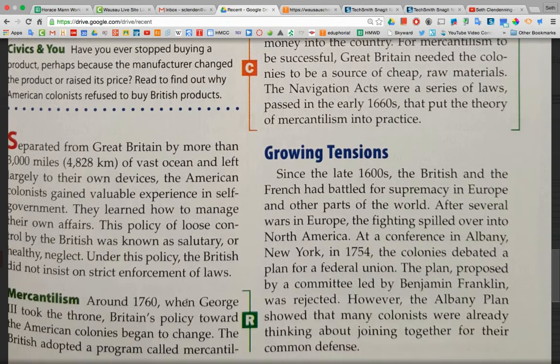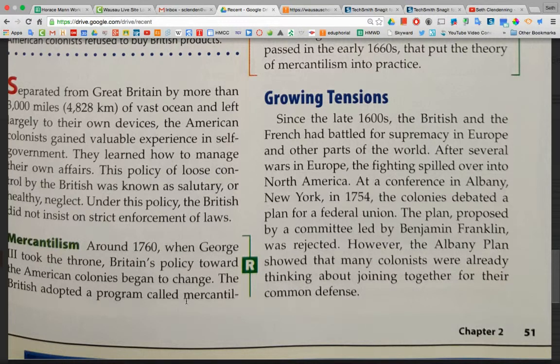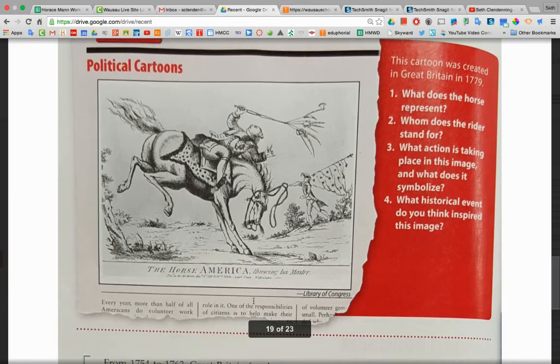Growing tensions. Since the late 1600s, the British and the French had battled for supremacy in Europe and other parts of the world. After several wars in Europe, the fighting spilled over into North America. At a conference in Albany, New York in 1754, the colonies debated a plan for a federal union. The plan proposed by a committee led by Benjamin Franklin was rejected. However, the Albany plan showed that many colonists were already thinking about joining together for their common defense.